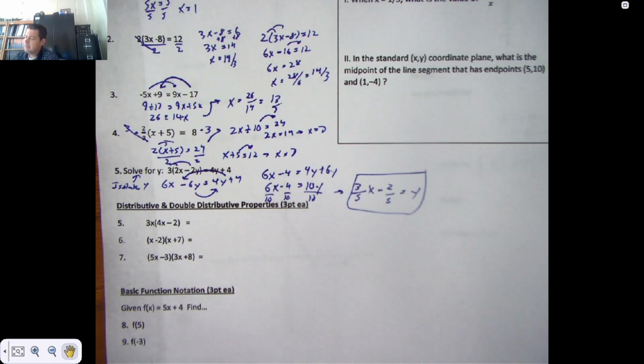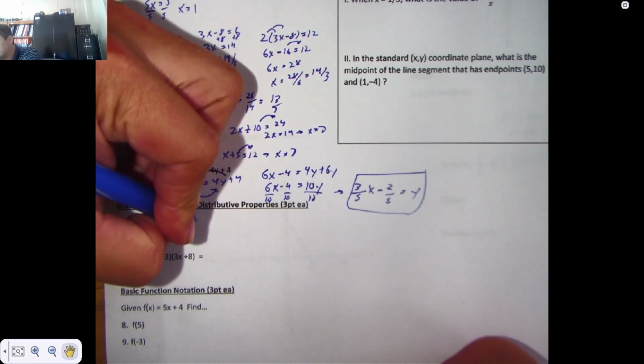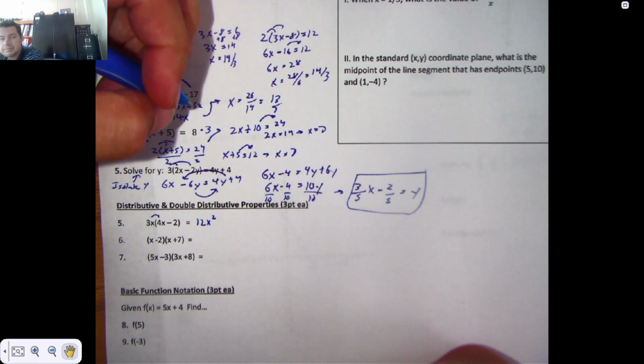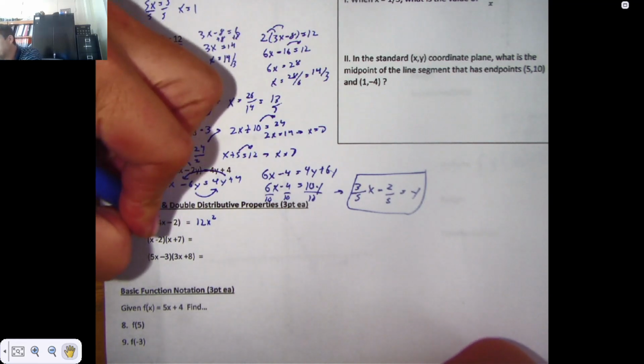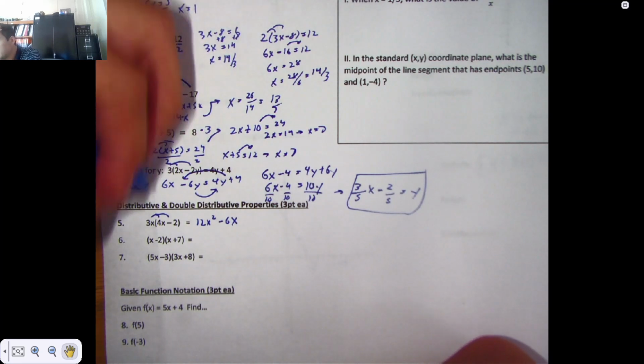There were several kids who missed the 5, 6, and 7 last time. That's kind of sad. You can do better than that. I don't know what the problem was. 3x times 4x is 12x to the second. x times x is x squared. 3x times negative 2 is minus 6x. It's not a hard problem.